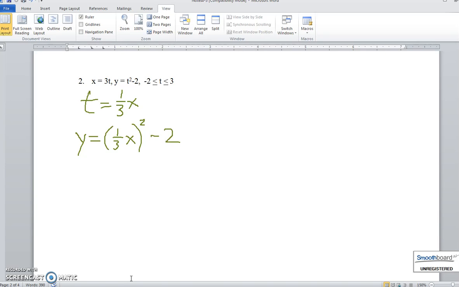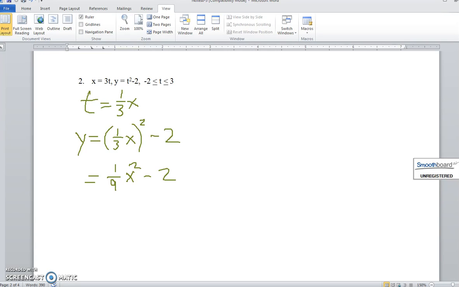Okay, and then if I actually go through and I square that, we are allowed to, in some ways, think of distributing the power of 2 to both the 1/3 and to the x. So I would have 1/3 squared is 1/9. x squared is x squared minus 2. So you can see that we do end up with a parabola. It has, you could say, a vertical shrink or vertical compression by 1/9, and it shifted down 2. And that's what we saw in Sketchpad as well.